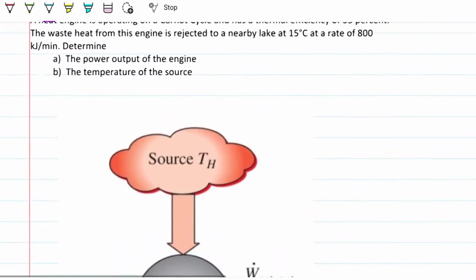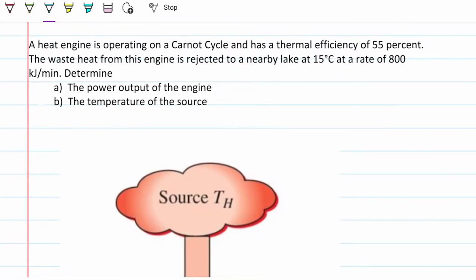This problem reads like so. A heat engine is operating on a Carnot cycle and has a thermal efficiency of 55%. The waste heat from this engine is rejected to a nearby lake at 15 degrees Celsius at a rate of 800 kilojoules per minute. Determine the power output of the engine and the temperature of the source. Okay, so this is problem 6.72.